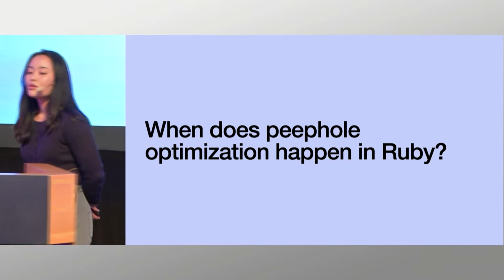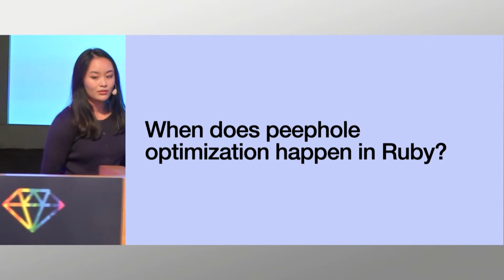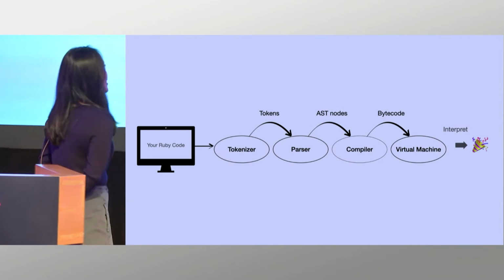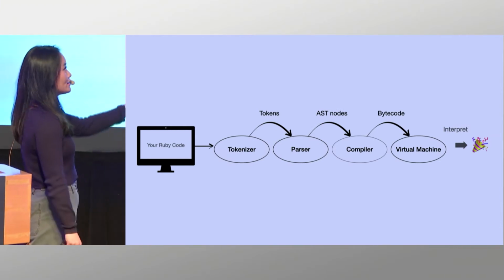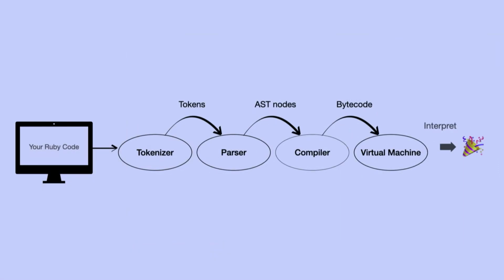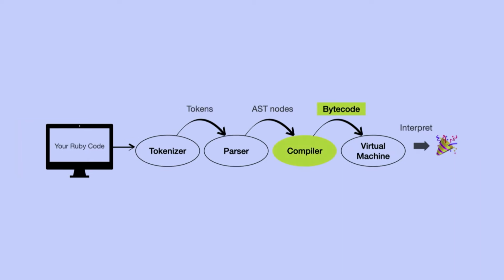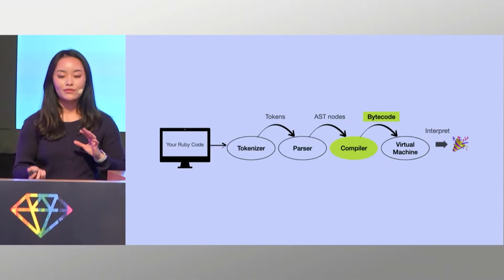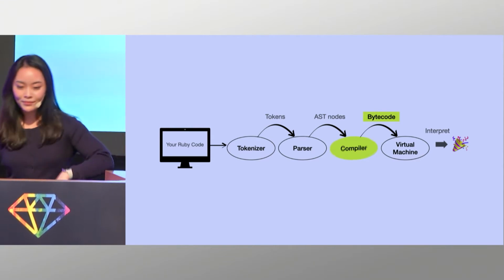All right. So when does peephole optimization happen in Ruby? This is a graph of essentially the entire Ruby execution process. It starts from your Ruby code, which gets passed into a tokenizer, which produces tokens. That gets passed into a parser, which produces AST nodes, to the compiler, which produces bytecode. That bytecode gets executed by the virtual machine. The phase that we're talking about in this talk is the compiler and bytecode phase, where the compiler generates bytecode.